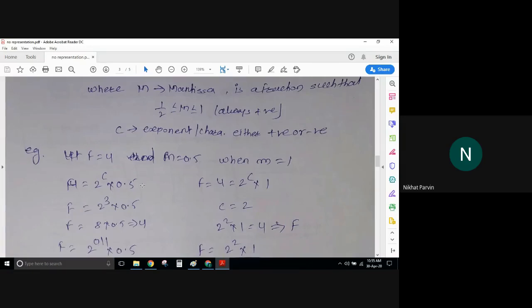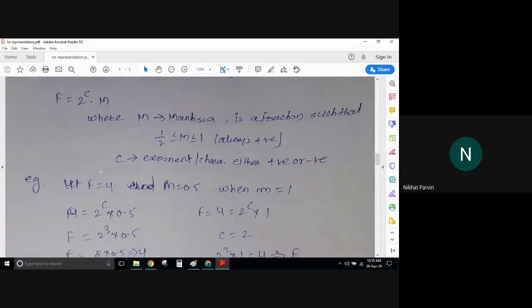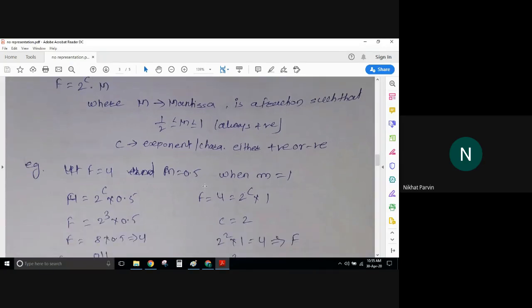So this is how I have to write any decimal number using the floating point representation. Suppose, let us say, I have taken your C equals to 1. Your mantissa equals to 1. Here I took 0.5, here I have taken 1. Then obviously you will understand that here it is only multiplied with 1. So what should be the value of this C? Definitely it will be 2, because 2 power 2 is 4, and 4 into 1 is 4. So your answer is 4 only.